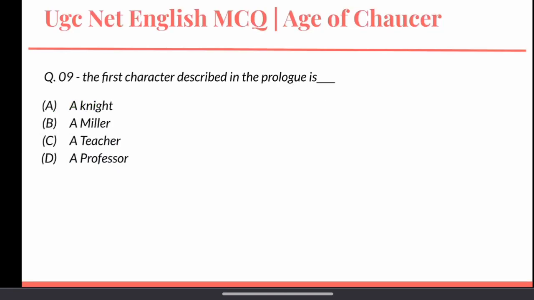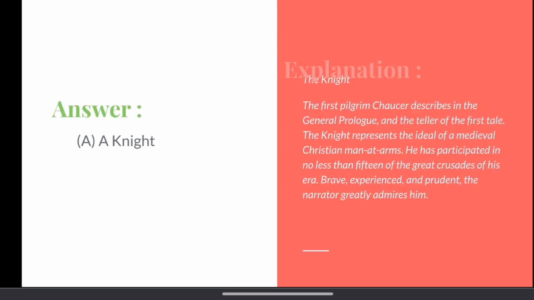Okay, moving on to the next question. The first character described in the prologue is, again an easy question. Option A, a knight. B, a miller. Option C, a teacher. Or option D, a professor. Okay, so the right answer for this question is option A, a knight.